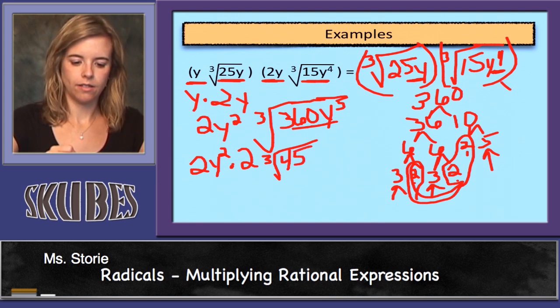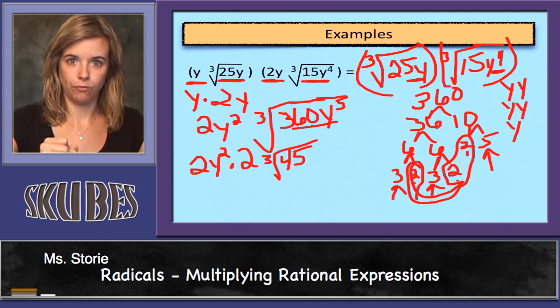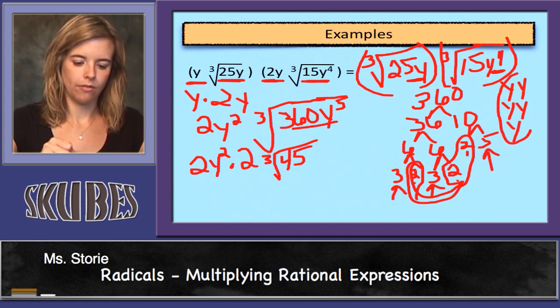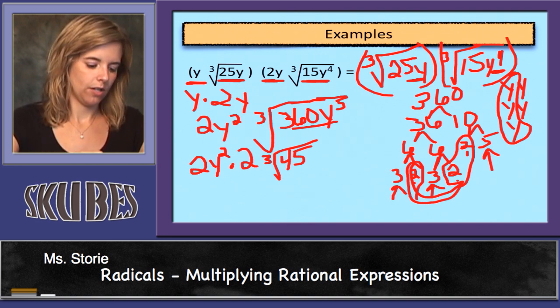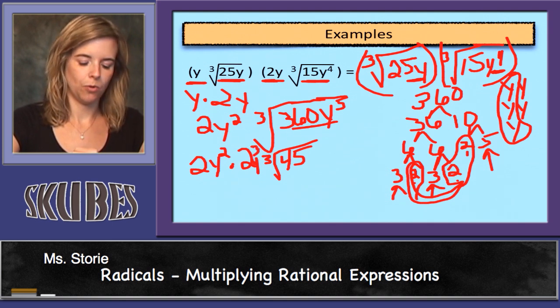Now let's look at the y's. I've got 1, 2, 3, 4, 5 y's, and I'm looking for triples. So I have a group of triples right there, and 2 left over. So I'm going to add in my group of triples right here. And then I am going to put my other 2 right there.